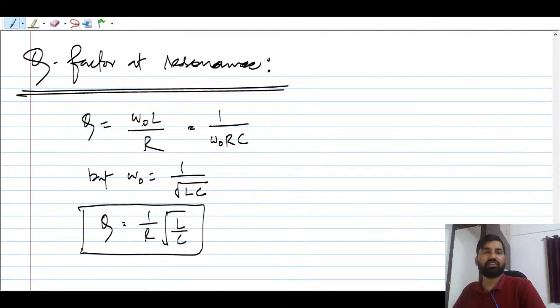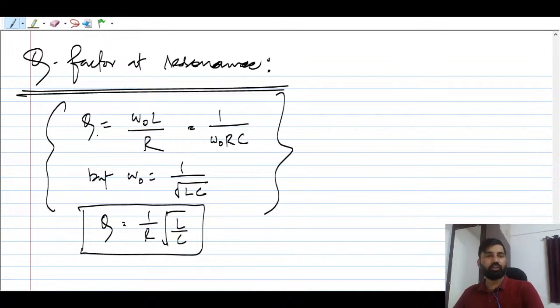You can put all these values at omega naught, and you will get this. So the Q factor of the circuit when it is at resonance is going to be omega naught L by R. In place of omega naught you put the value, and you will get 1 by R square root of LC only. So I think this is clear for all.